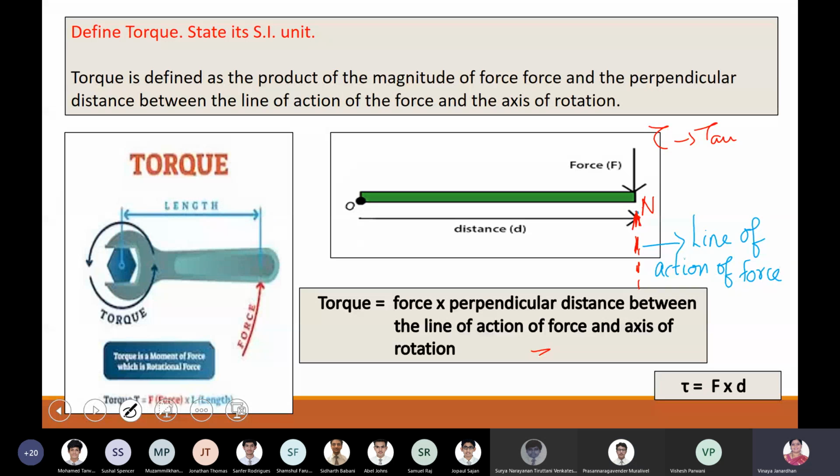Later on, we'll see when the force is acting at an angle, right? An oblique force. Now, this is a normal force. We'll see what happens when an oblique force acts on a body or on a particle. This is the basic definition. Tau is equal to F times d. SI unit, boys, is newtons into meter. Shall I go for the next one, boys? Torque is a vector quantity, boys.